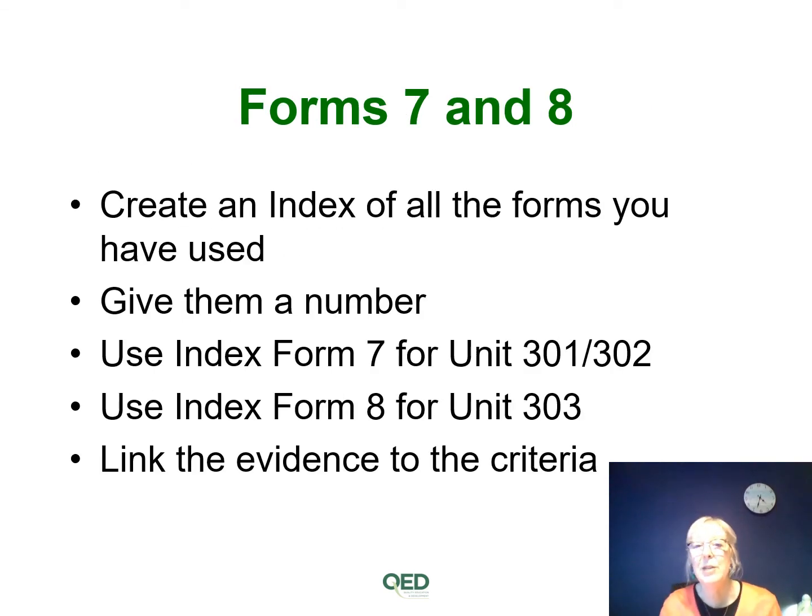So I said that I would mention Forms 7 and 8, and this is something your tutor will help you with. It is simply an index form system. For your practical unit, you use Form 7, and for your reflection unit, you use Form 8. All you need to do is create a list of all the forms you're submitting in your portfolio, give them a number, keep it simple, 1, 2, 3, 4, etc., and then reference it against the criteria using the index forms. In your folders, you'll see that you've got these forms, and also examples of how they can be completed. Plus we can cover this in a tutorial.